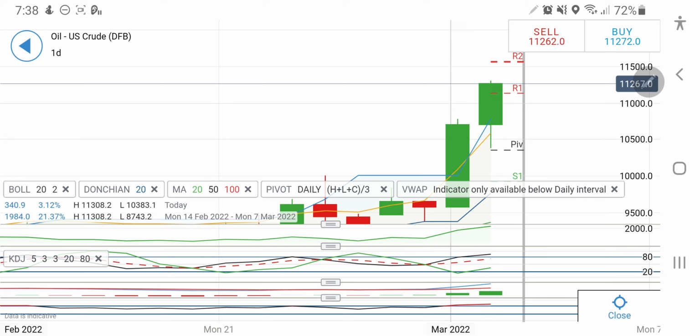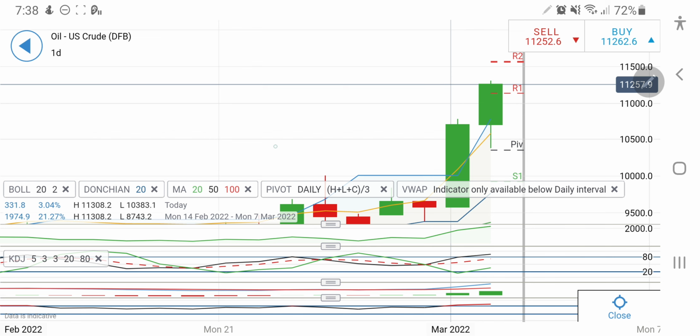Else it is looking forward to a target of 117 and $120 levels. Today itself it can try to achieve this zone at 117 to 120 levels. Mark my words, trade accordingly. And yes, stop loss should be at around $109, where you can take an exit safely. So this is all for oil.